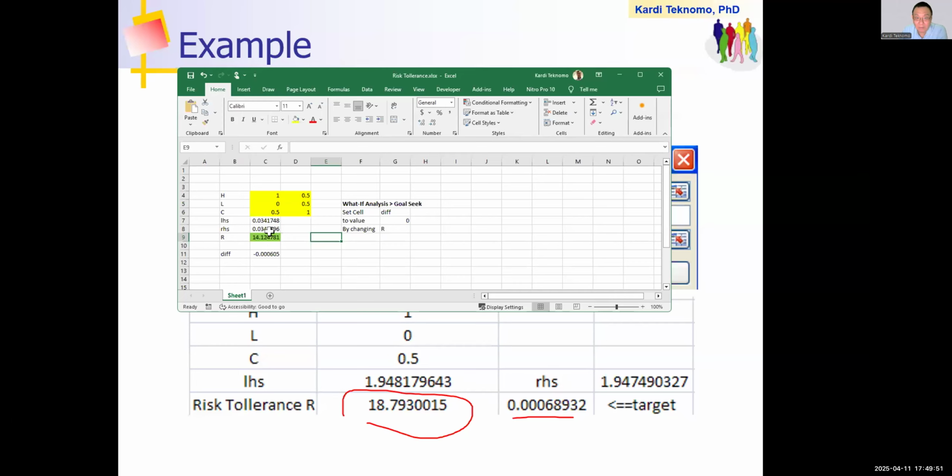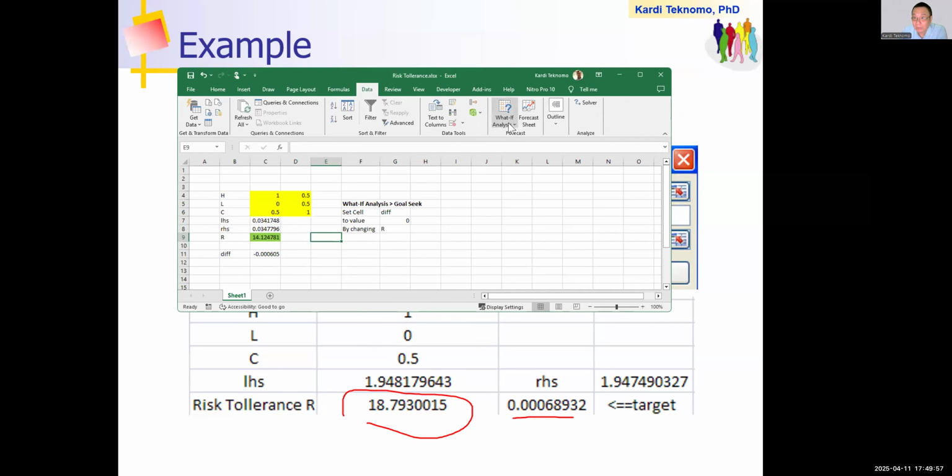And then you go to What-If Analysis and Goal Seek. Set the difference to 0 by changing the R.